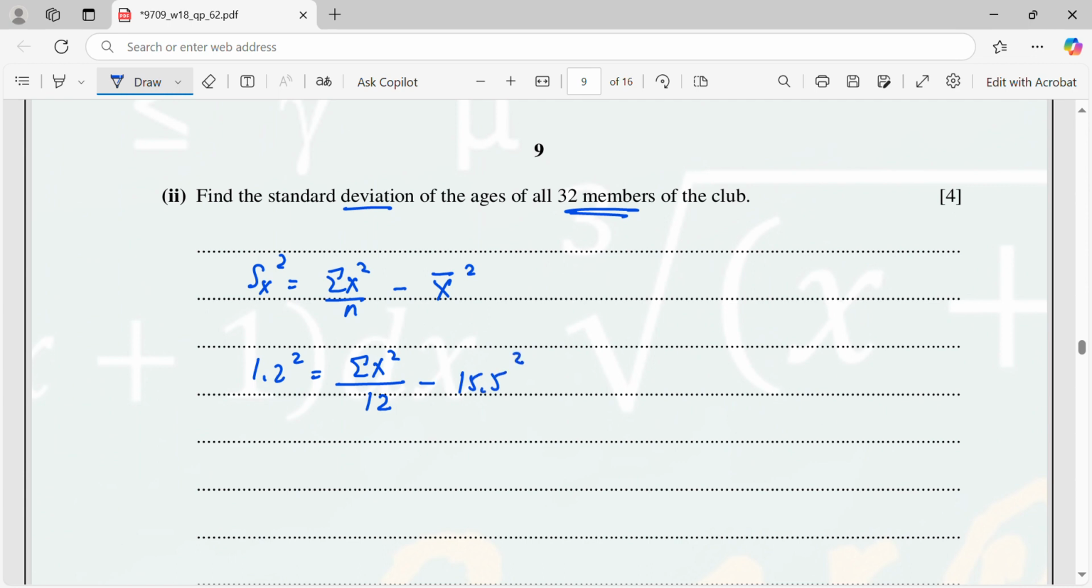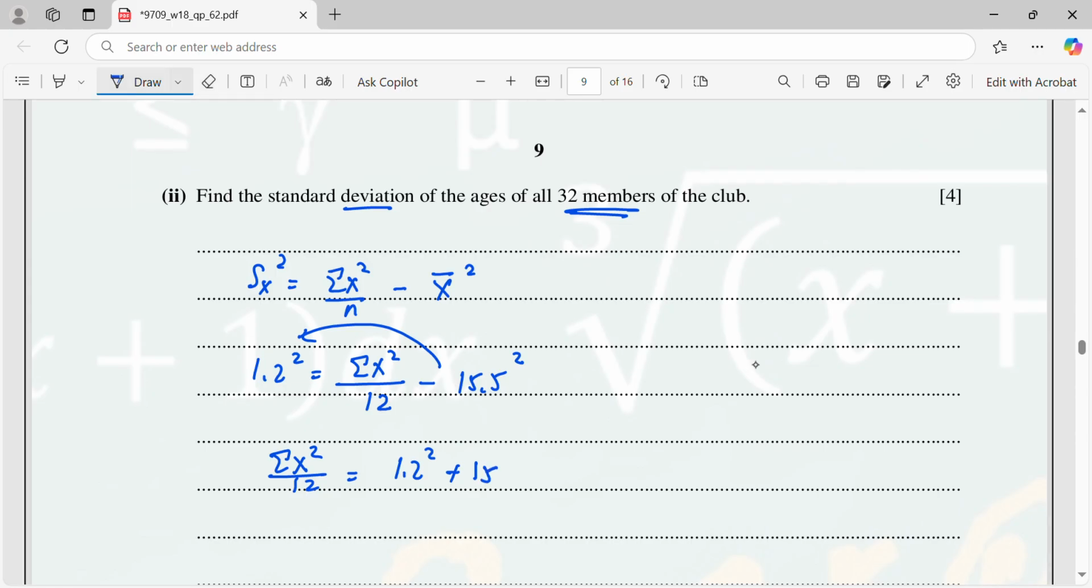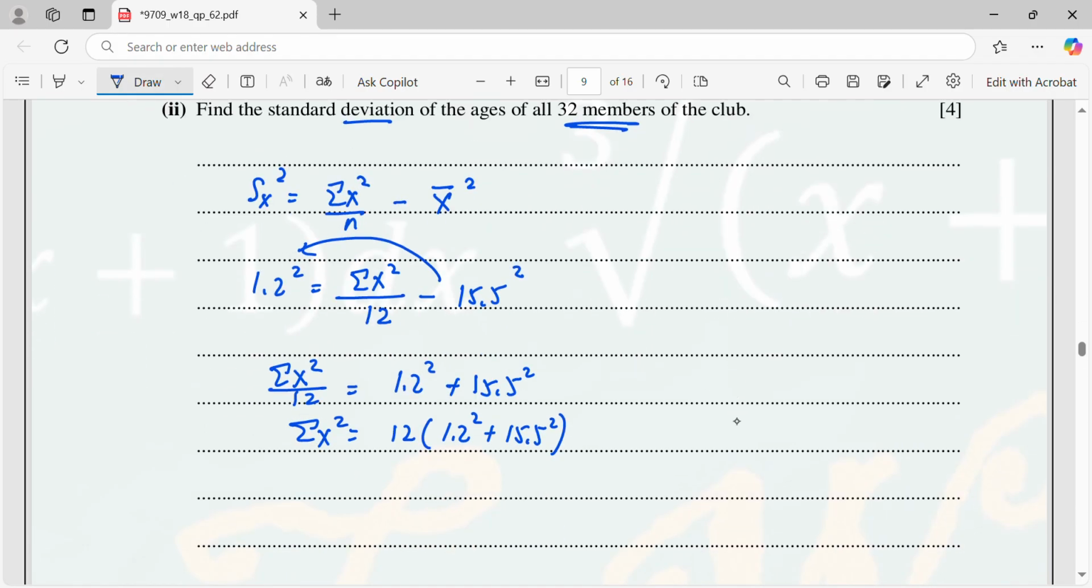Okay, then from here I will get summation x squared over 12. So move this term to the left side: 1.2 squared plus 15.5 squared. Then after that, summation x squared is going to be 12 times the sum of these two values. Okay, then you will be getting 2900.28. This is our summation x squared.